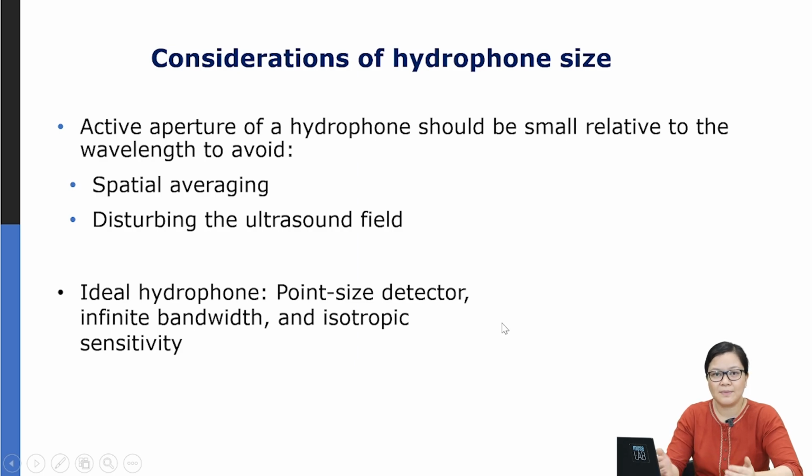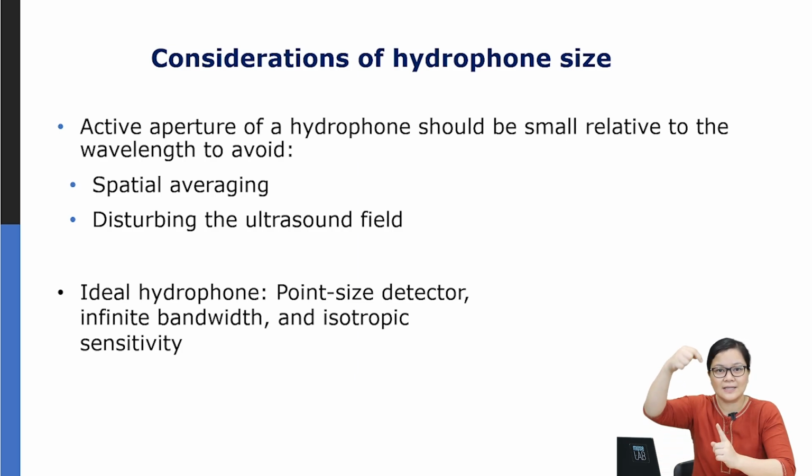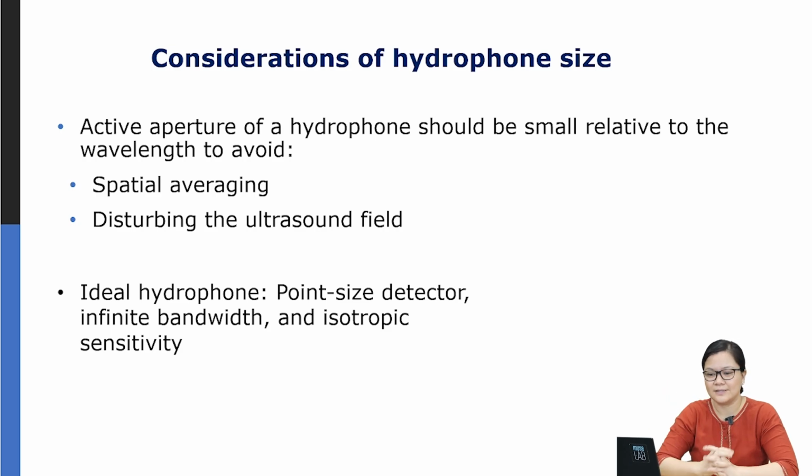Should have an infinite bandwidth so that it can be used for ultrasound in a wide range of frequencies. And it also should have isotropic sensitivity. What this means is that the directivity pattern of the transducer is equivalent in all directions. So if you send an ultrasound beam in one direction and the hydrophone is receiving it at a particular direction, the sensitivity of that hydrophone should be the same as when a transducer is sending a beam at all different directions. So this is what an ideal hydrophone is.